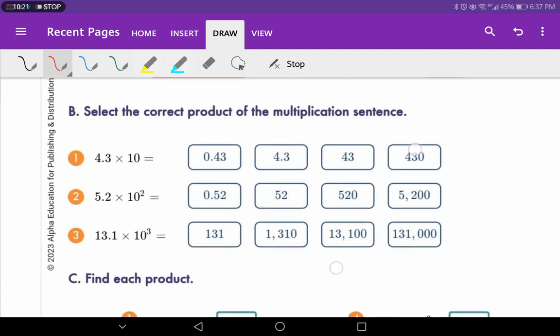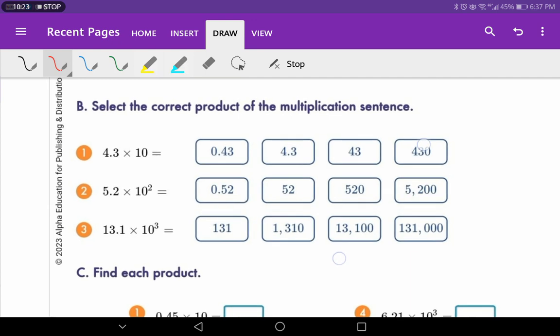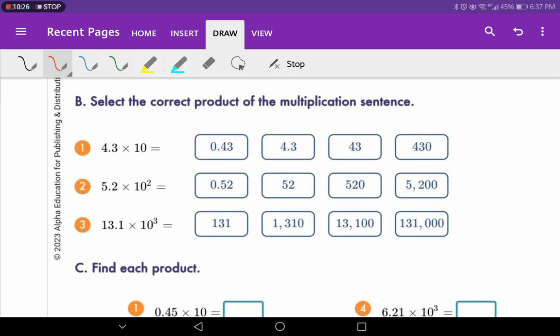Now here, select the correct product of the multiplication sentence. Now, I will ask you, so what will be the answer? Clearly, it is 43. Because I have one digit here, the decimal will move one step, so it will be 43. So this is the answer.